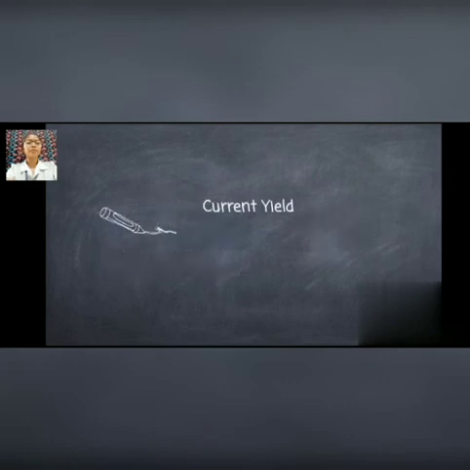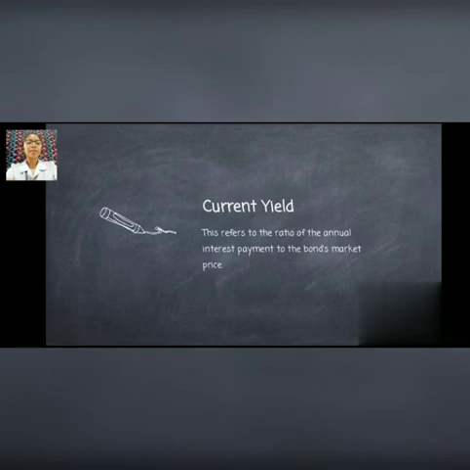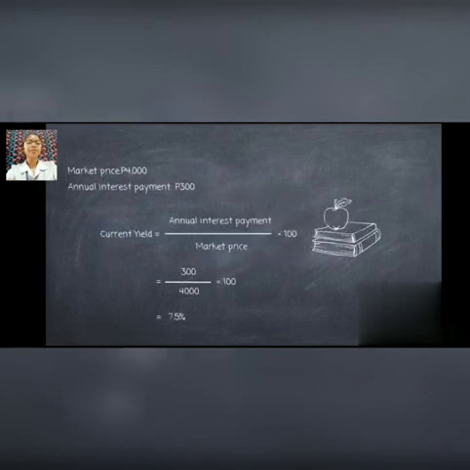Current yield. This refers to the ratio of the annual interest payment to the bond's market price. Suppose a bond has a market price of 4,000 peso and annual interest payment of 300 peso. Divide the 300 by the 4,000 market price, then multiply by 100 to state the current yield as 7.5%.